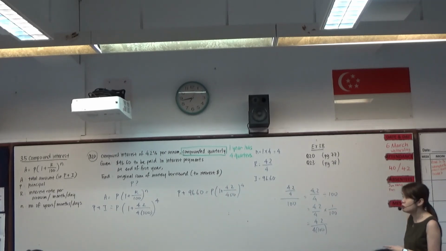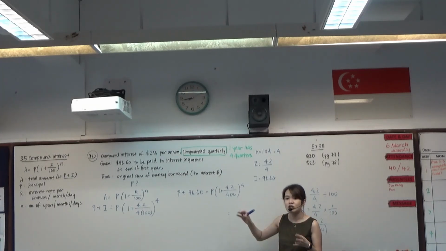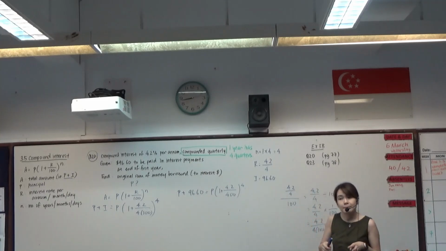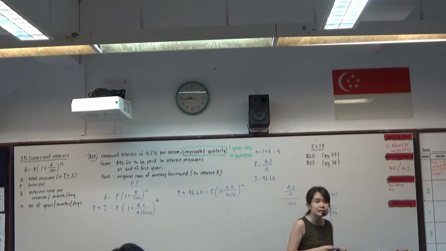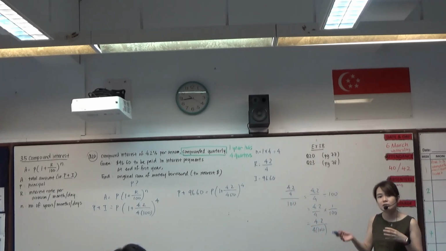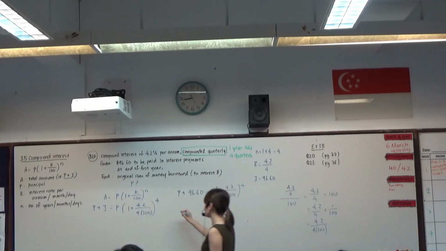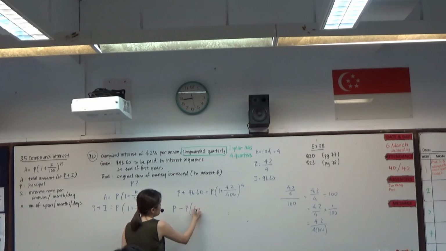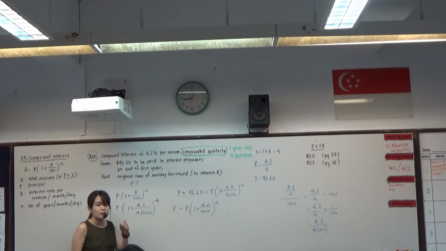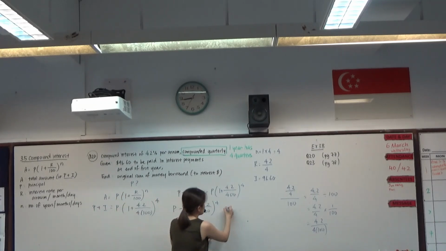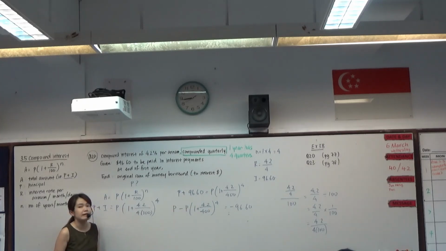Okay, so if you're able to arrive at this stage, that's great. But the next question is how then do we find P? Because we find that there is P on both sides here. So it brings us back to what we learned in Sec 2 in terms of changing the subject of a formula. I want to find P. So if I were to place all the things that have P in it over to the left side, and then my $96.60, maybe I'll bring it to the right. So I'll get negative $96.60.